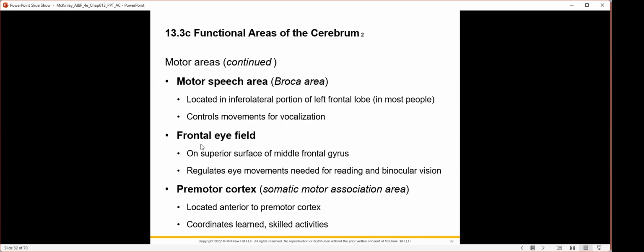Also, kind of in between lobes, there's a frontal eye field. This is for regulating eye movements with those skeletal muscles. And then we have a premotor cortex, which goes in front of our primary motor cortex. And this is helping with coordination of learned and skilled activities involving skeletal muscle. So this is that muscle memory.